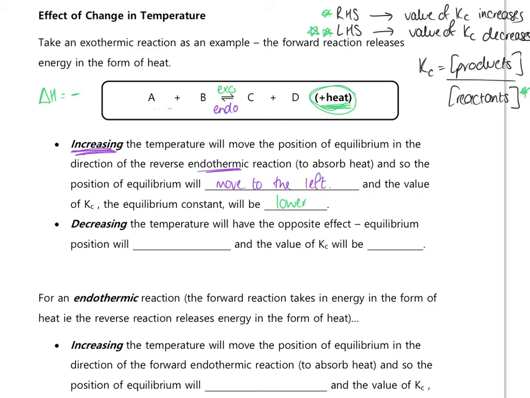Take the same example, the same system. If we decrease the temperature, we're going to have the opposite effect, obviously. If we decrease the temperature, we're essentially lowering the concentration of heat, and we want to replace that. So that will shift to the right hand side to replace the heat. So the equilibrium is going to move to the right. If the equilibrium position moves to the right hand side, the value of Kc increases, so it will be higher.